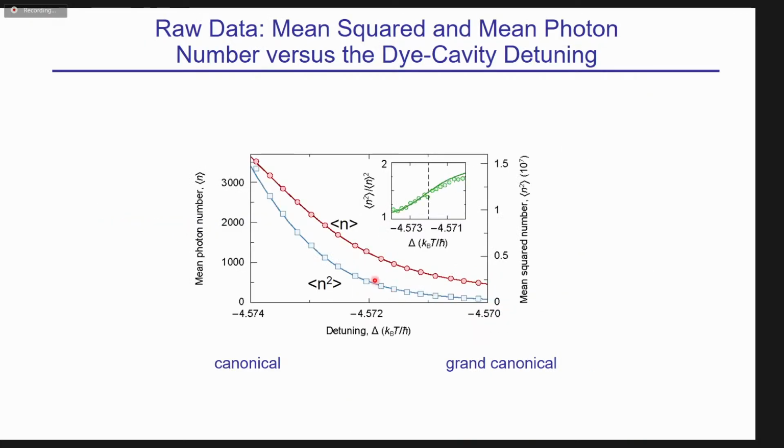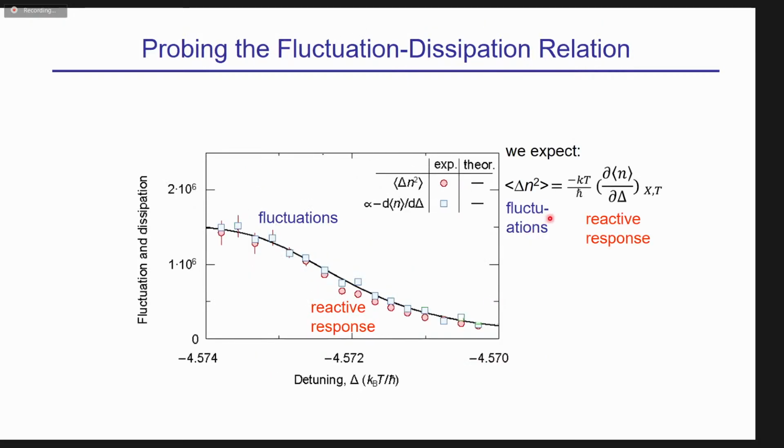This is now the raw data, where we look as a function of the detuning, both at the average photon number and the average of the square, which relates to the fluctuations. This is the raw data that we need for the fluctuation dissipation theorem. Now what we have to do is relate the square of the average, which relates to the fluctuations, to the right-hand side, to the reactive response.